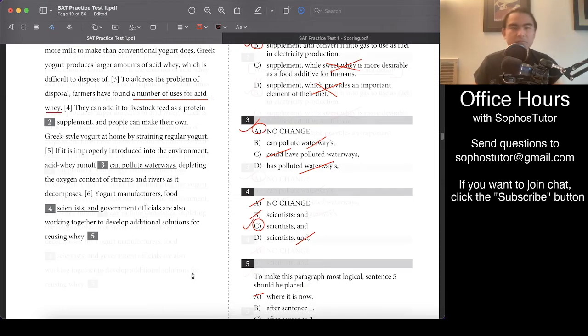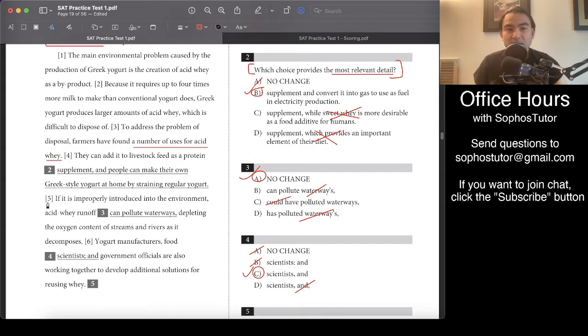I think there's better. Let's consider putting sentence 5 after sentence 1. The main environmental problem caused by the production of Greek yogurt is the creation of acid whey as a byproduct. If it is improperly introduced into the environment, acid whey runoff can pollute waterways, depleting the oxygen content of streams and rivers as it decomposes.